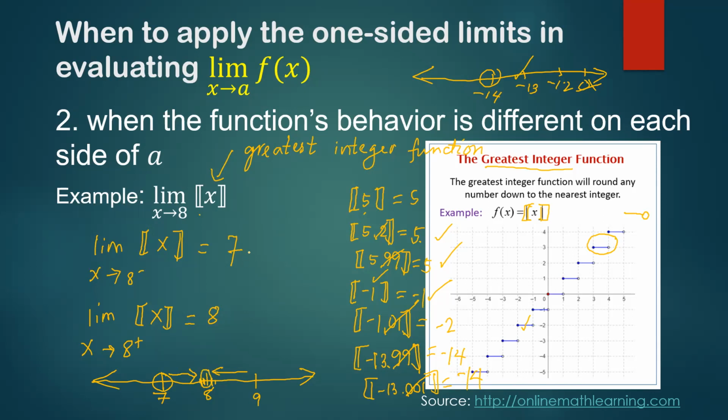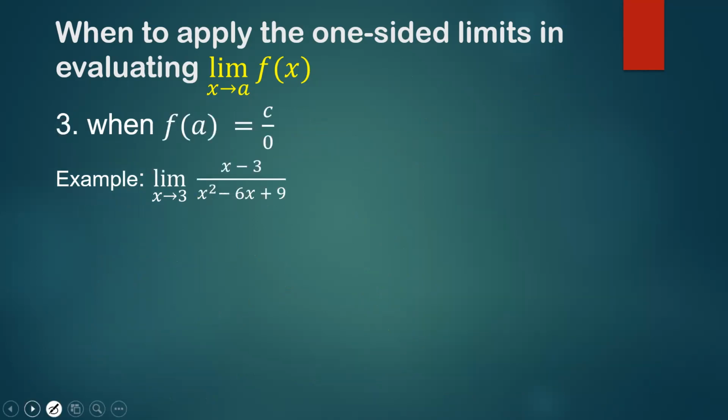Okay, so as we can see here, these are not equal. So the limit without the superscript as x approaches 8 of the greatest integer function does not exist. Okay, kasi di ba sabi sa ating definition, the limit from each side should be equal and both should be equal to a real number. Okay. Now, let's take a look at the third condition.